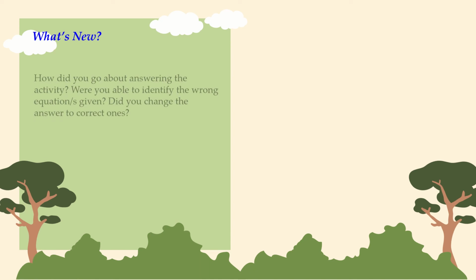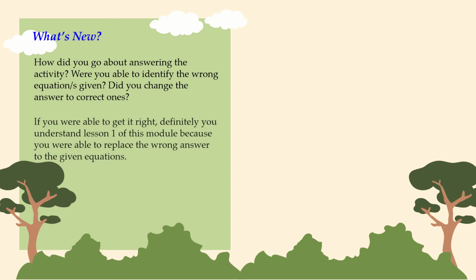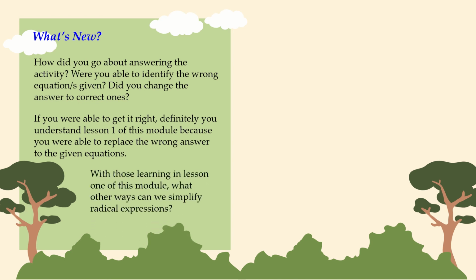So to move on, what's new? How did you go about answering the activity? Were you able to identify the wrong equation or equations given? Did you change the answer to correct ones? If you were able to get it right, definitely you understand lesson 1 of this module, because you were able to replace the wrong answers to the given equations. With that learning from lesson 1, what other ways can we simplify radical expressions?